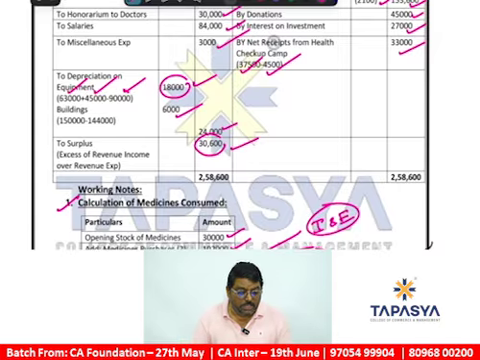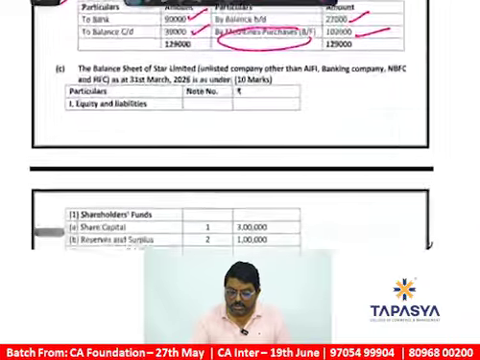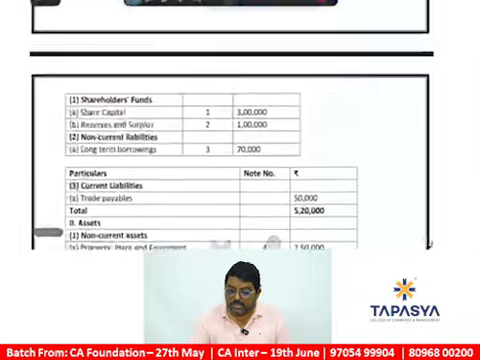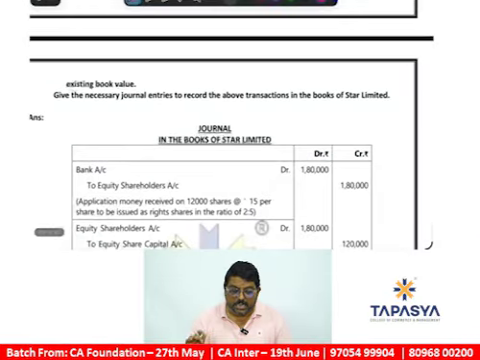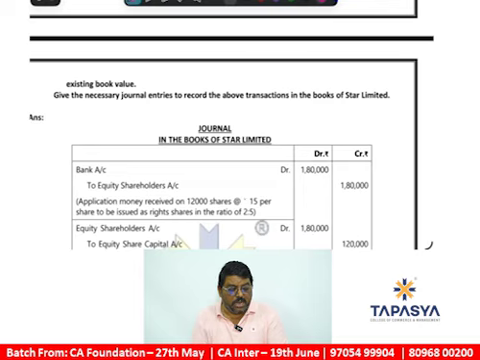Okay, now let us go to the next one. Redemption of debentures. Okay, and this is another simple and very easy sum given to you. Please look at just journal entries required here. The balance sheet of Star Limited, unlisted company other than AIFI, Banking Company, NBFC and HFC.